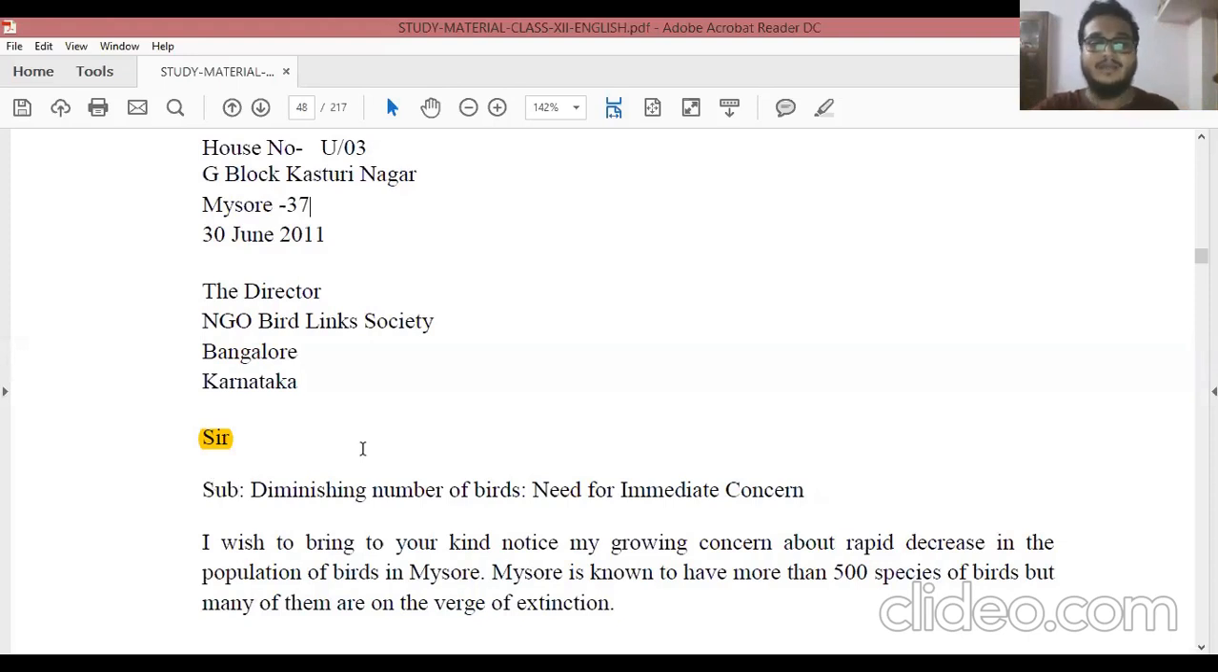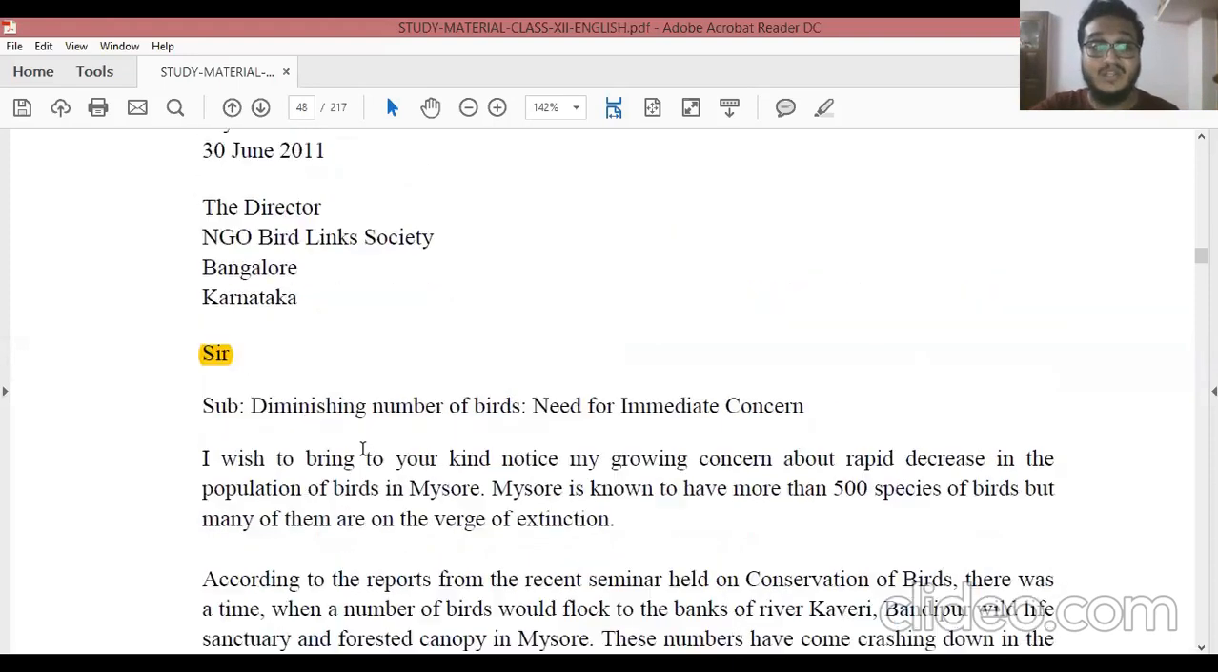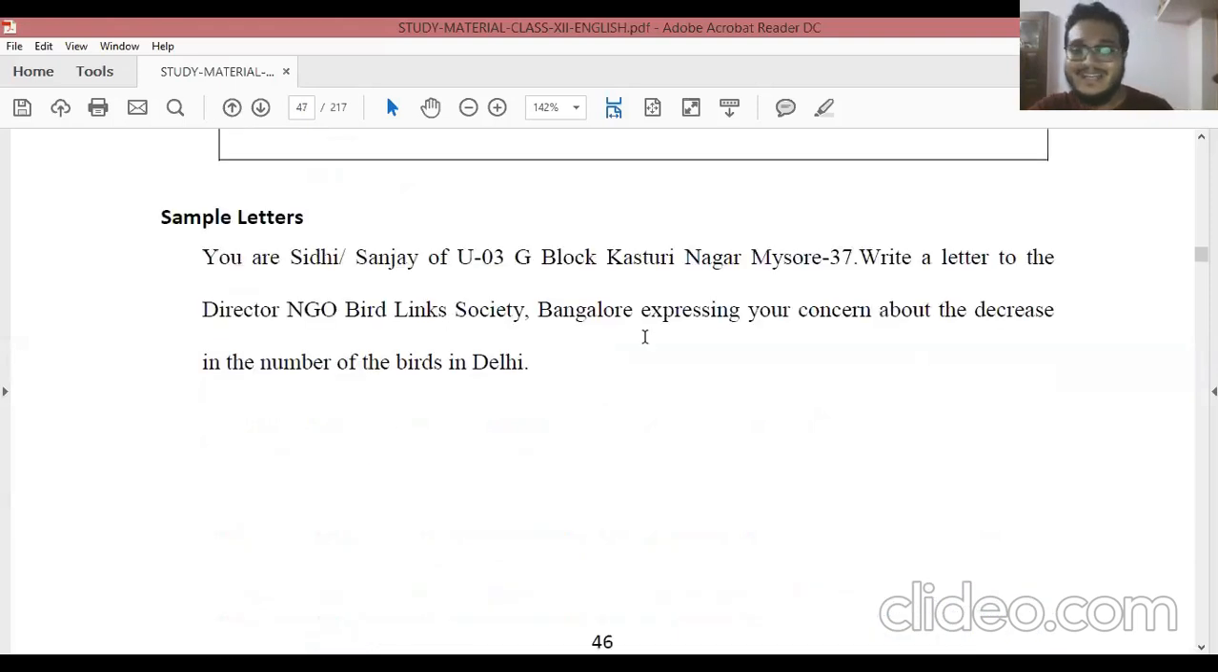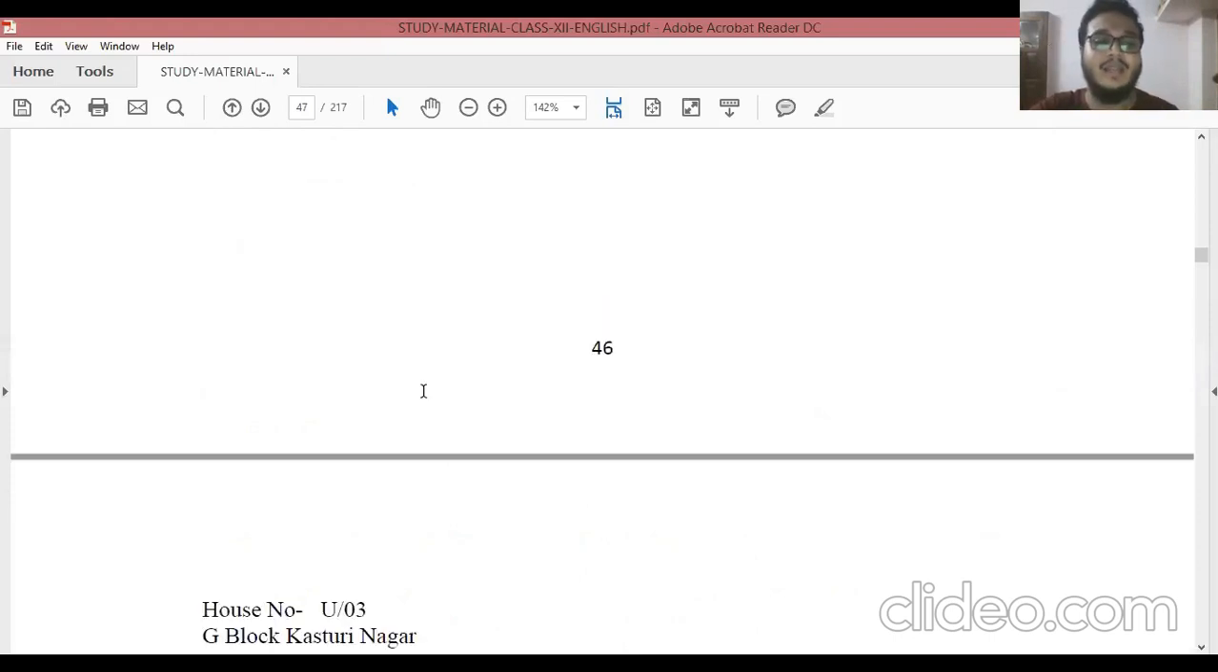Next, as per that question, I'll try to show the question again. Write a letter to the director of NGO Bird Link Association, Bangalore, expressing concern about the decrease in the number of birds in Delhi. Birds are decreasing, and you are highlighting this issue. See how it is highlighted here.